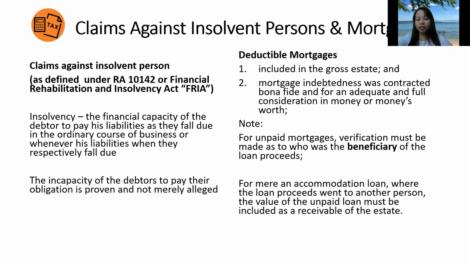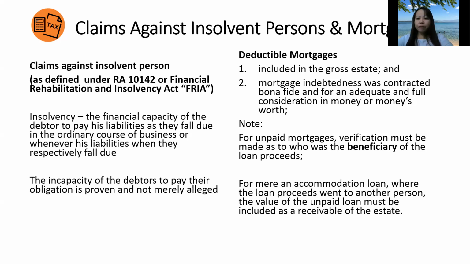For mortgages, the primary requisite is that if there is a mortgage, you need to first include the property. If it is a land, then you need first to include that land as part of the gross estate of the deceased, and then include as an allowable deduction the amount of the mortgage. So it must be included first in the gross estate so that you can include that in the allowable deduction. The mortgage must also be contracted bona fide and for an adequate and full consideration in money or money's worth.